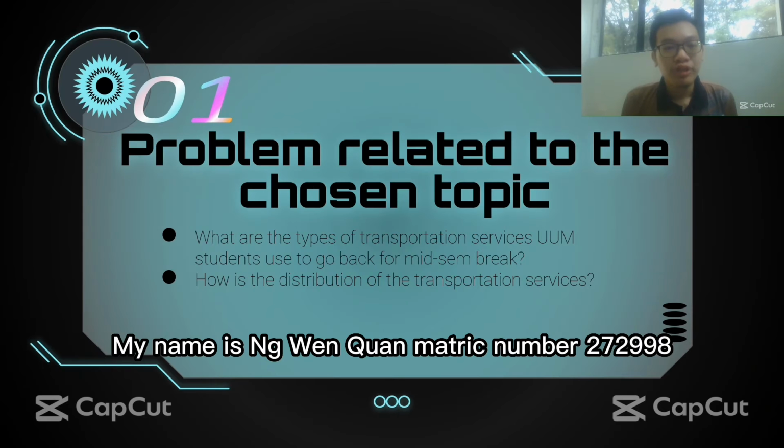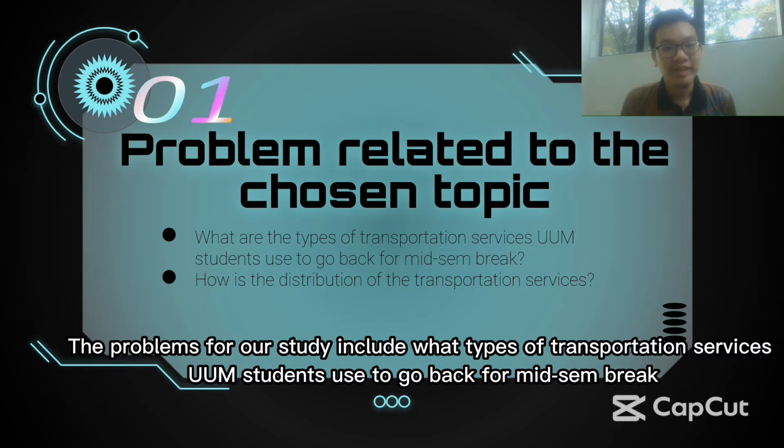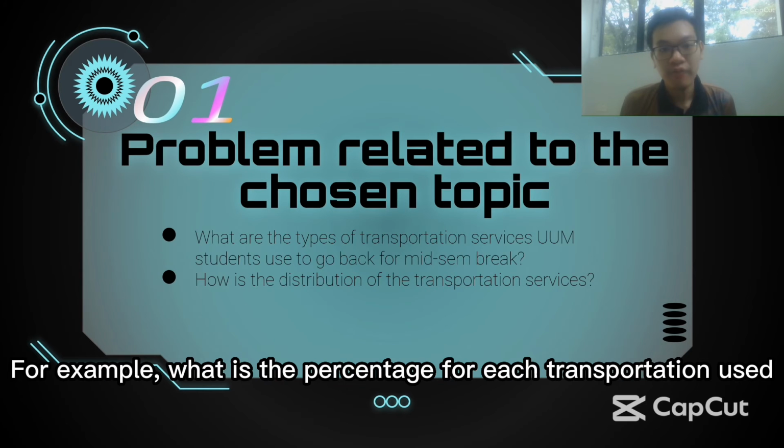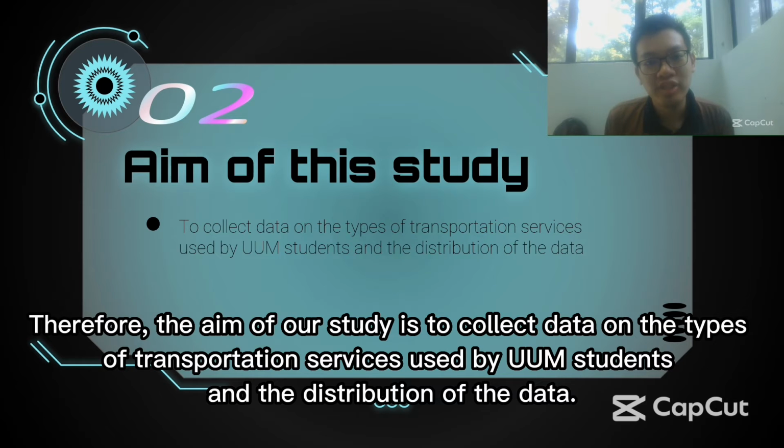My name is Wen Quan, my matric number is 27298. The problems for our study include what types of transportation services students use to go back for midterm break, such as bus, train, and so on, and how is the distribution of the transportation services. For example, what is the percentage for each transportation used. Therefore, the aim of our study is to collect the data on the types of transportation services used by students and the distribution of the data.